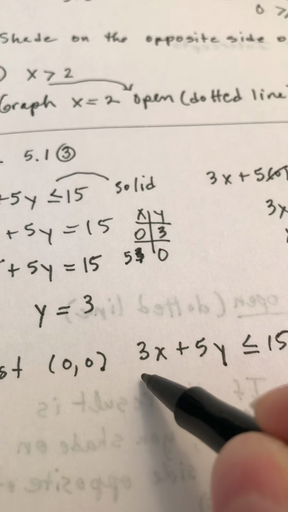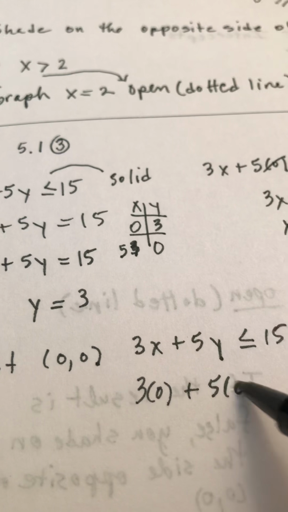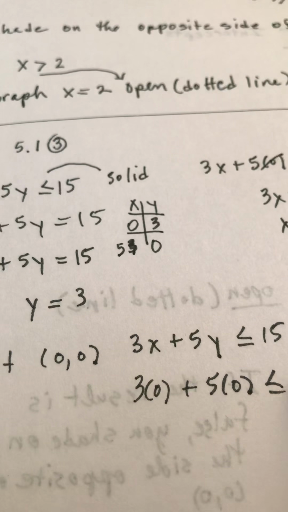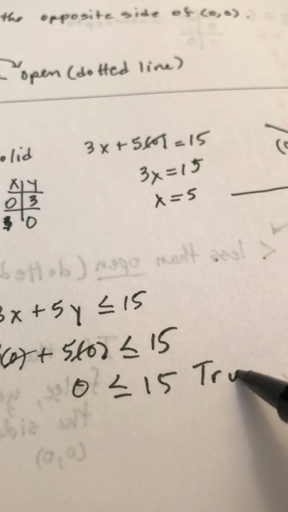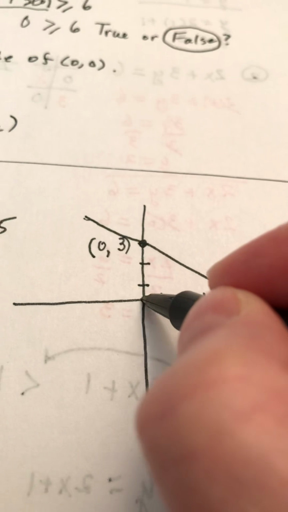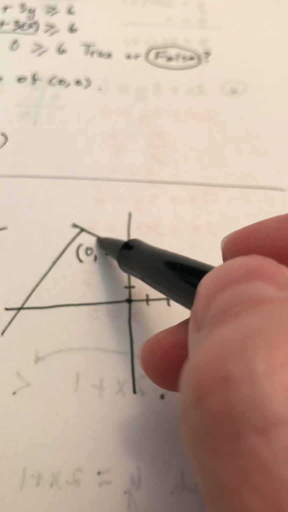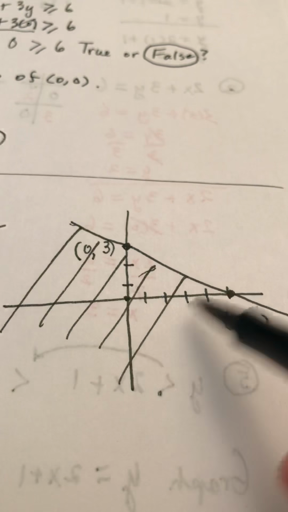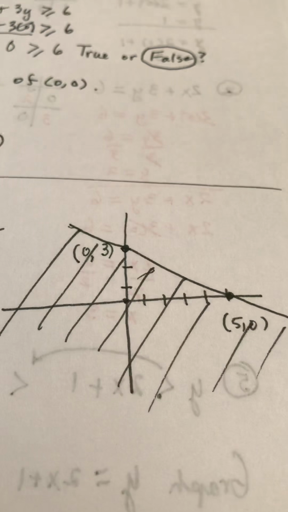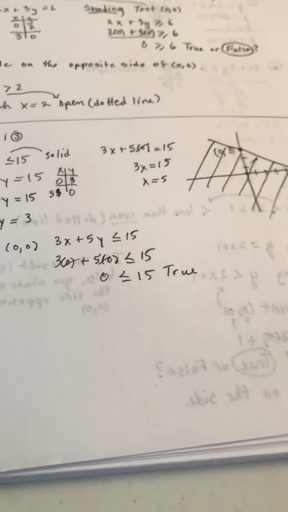So if I put 0 in here and 0 in here, is that less than or equal to 15? So that's all 0, and that's true. And because that's true, this point, 0, 0, we're going to shade on this side. So notice that I have done this on paper. So that's what your homework should look like. You've got it on paper.